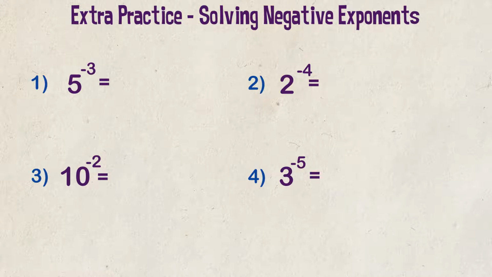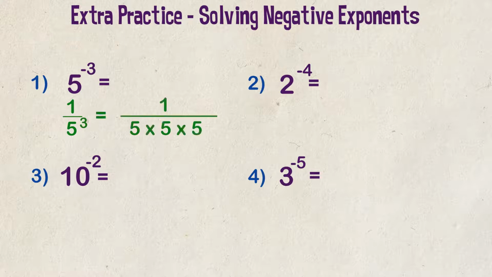Example 1. What is 5 to the negative third power? First step, write 5 as its reciprocal, which is 1 over 5. We bring that exponent with us down. We turn it from negative to positive. Then we carry it out as a normal exponent. 5 times 5 times 5 is 125. So the final answer is 1 over 125.